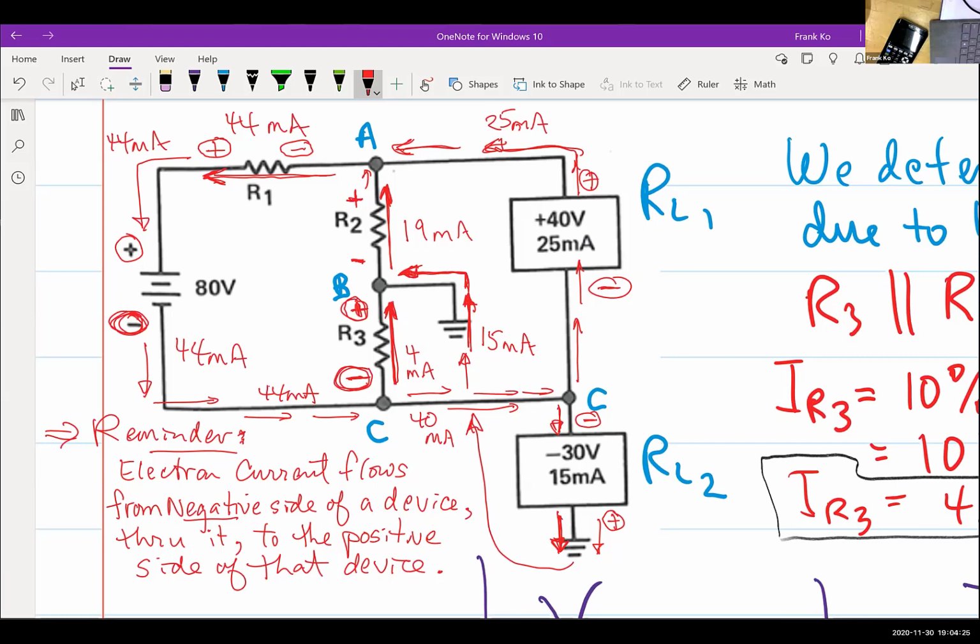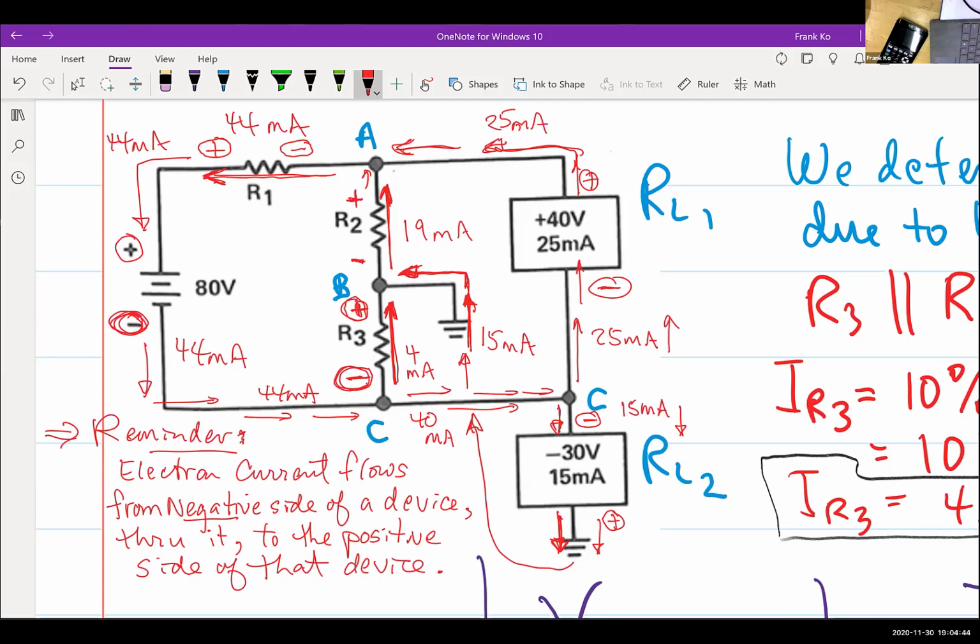All right, so have we drawn all the currents and determined all the numbers so far? Yes. Okay, I'll fill this in. 25 milliamps goes that way, and 15 milliamps goes that way. Cool. All right, I think we have it all.